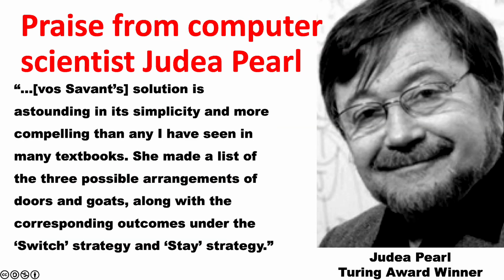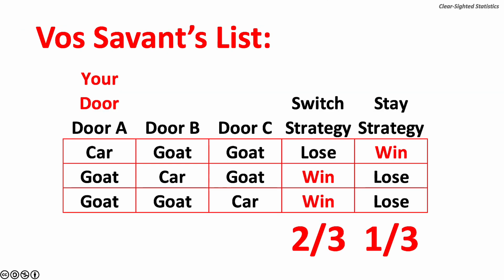Praise for Vos Savant from computer scientist Judea Pearl. Her solution is astounding in its simplicity and more compelling than any I have seen in many textbooks. She made a list of the 3 possible arrangements of the doors and goats, along with the corresponding outcomes under the switch strategy and stay strategy. Here is Vos Savant's list. The switch strategy offers 2 out of 3 chances of winning, while the stay strategy only offers 1 chance out of 3.